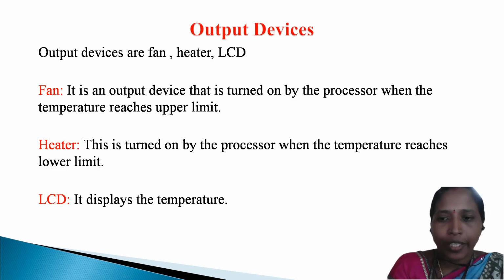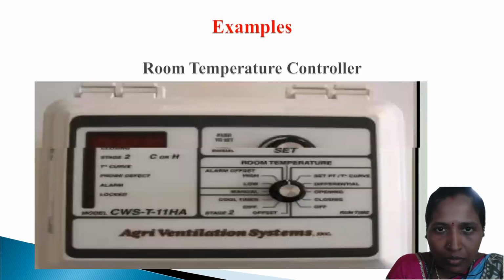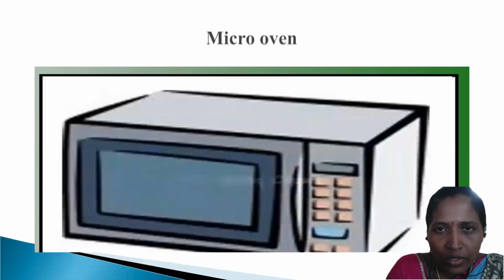Some examples will be there. Let us discuss those examples. This is the room temperature controller. The temperature will be observed in a room, so it can be called a room temperature controller. This is one of the examples. And another one is the microwave oven. It is also one of the examples of a microprocessor temperature control system.